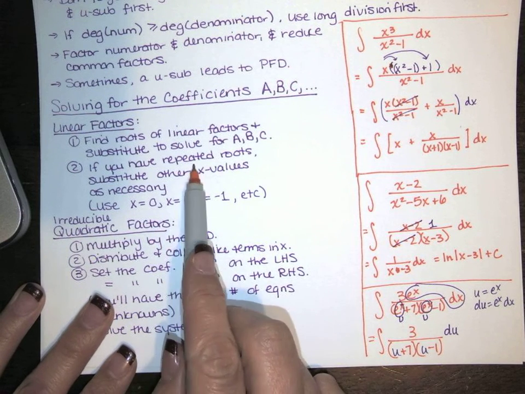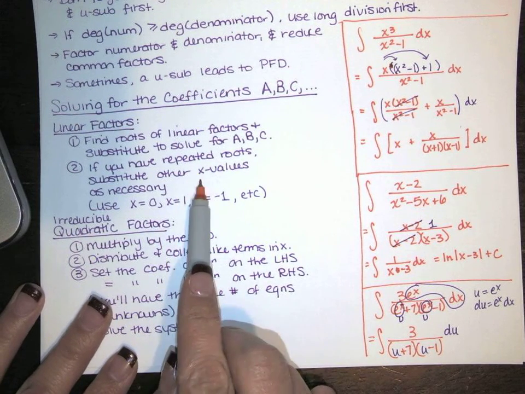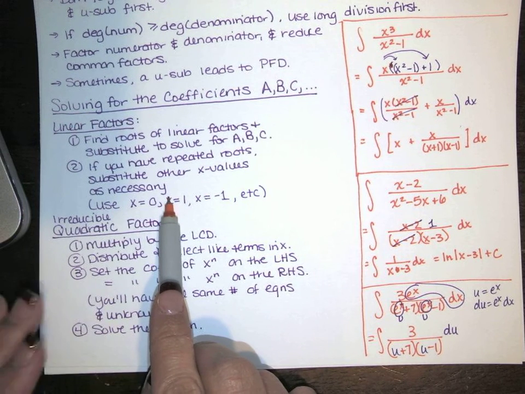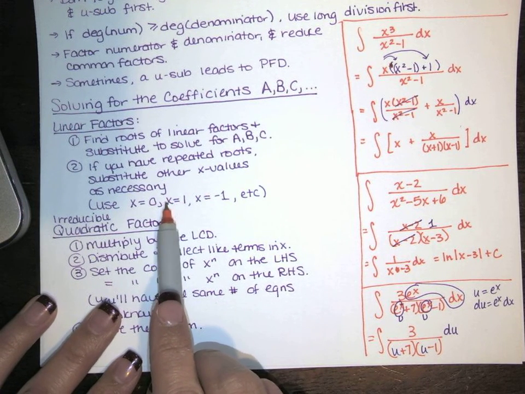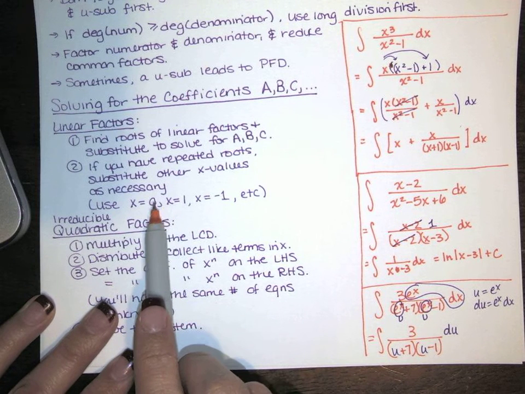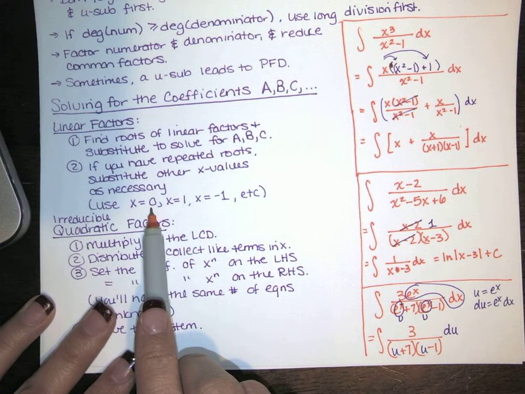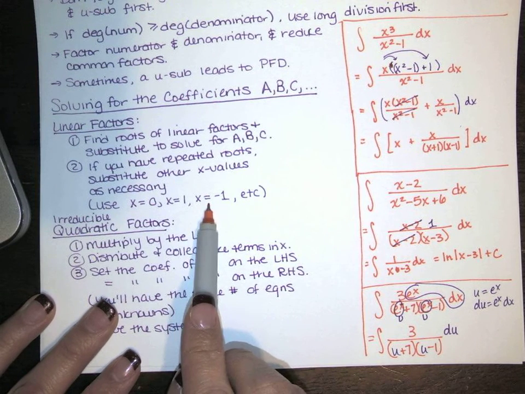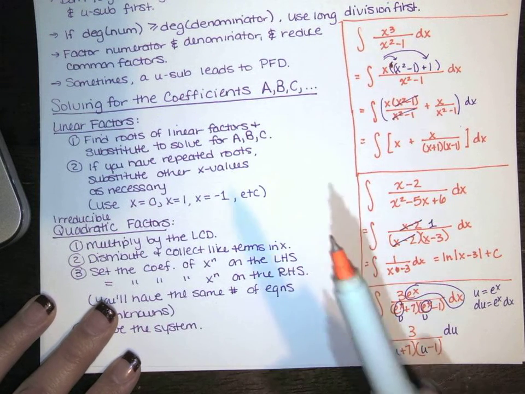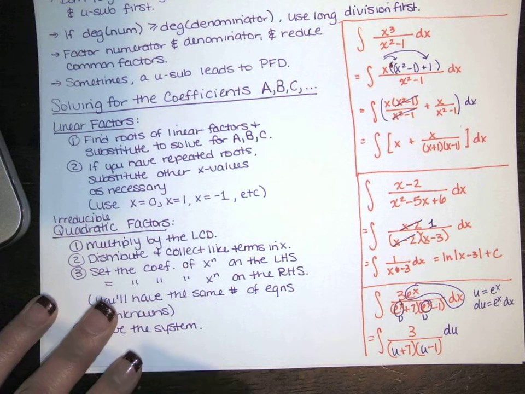If you have a repeated root, you're going to substitute other x values as necessary in order to find the values of the other constants. Now, I usually choose simple numbers like x equals 0 because polynomials are really easy to evaluate at 0. X equals 1, x equals negative 1. If those are already taken because they are the roots of my linear factors, I might try x equals 2 or x equals negative 2.